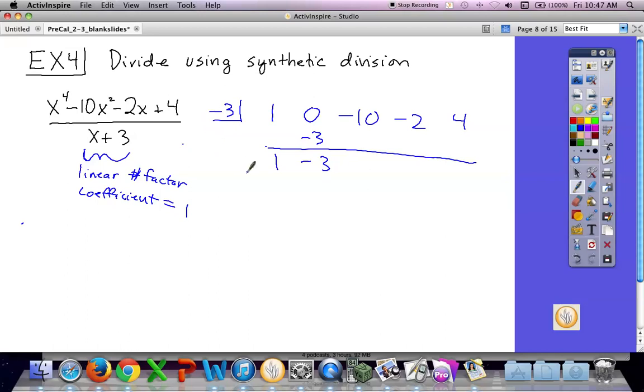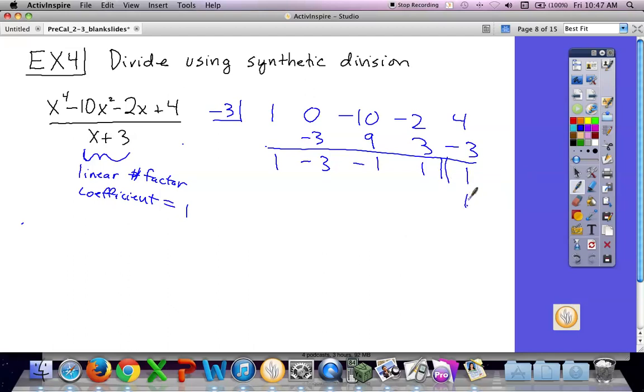Negative 3 times negative 3, positive 9, add, negative 1. Negative 3 times negative 1 is positive 3, add, and then the last step, negative 3 times 1 is negative 3, and you just get a 1, right? So what is the remainder? 1. Okay.